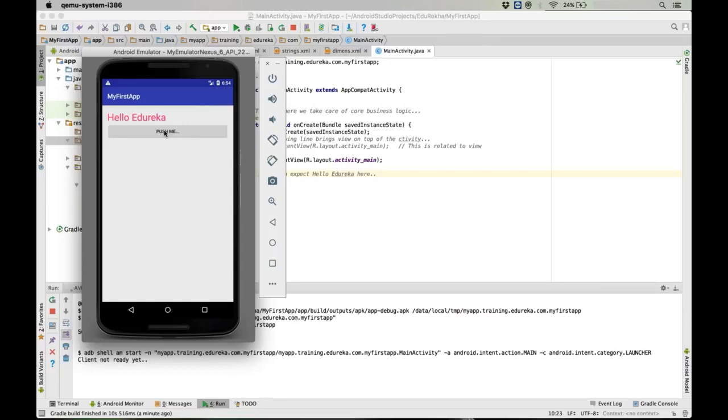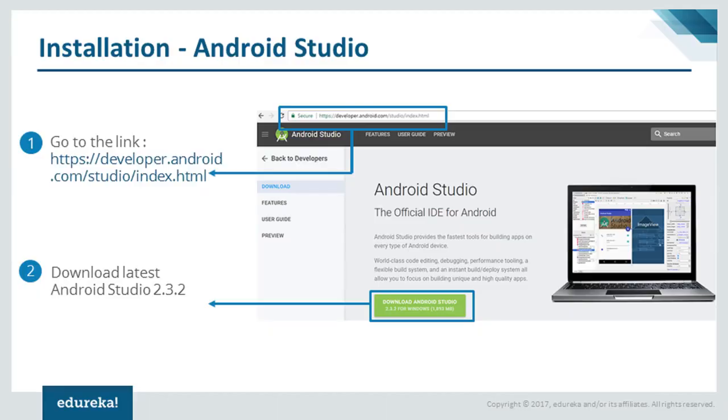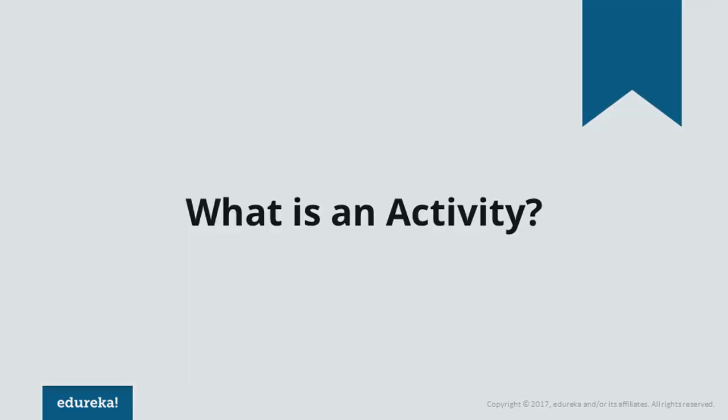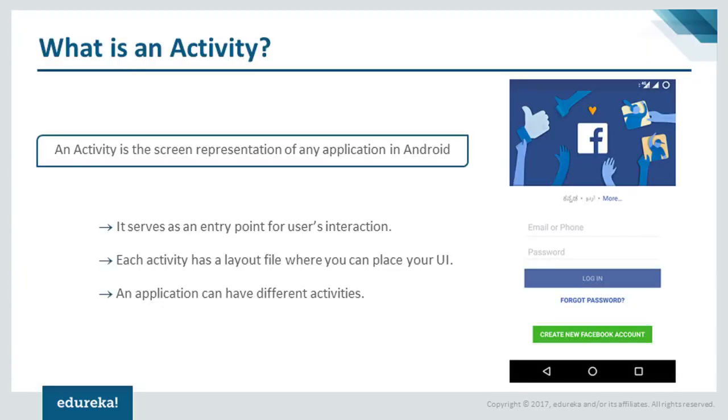So let's do that. Now here, it's been a while that we moved out of the PowerPoint. Now let me go back to the PowerPoint. Now this is where we were and you learned how to install this and we moved on to activity and here you all can see it serves as an entry point to the user interaction. Each activity has a layout file where you can place your UI and an application can have different activities. Now we have just created one activity. Now while writing your application you can have as many activities as you want.